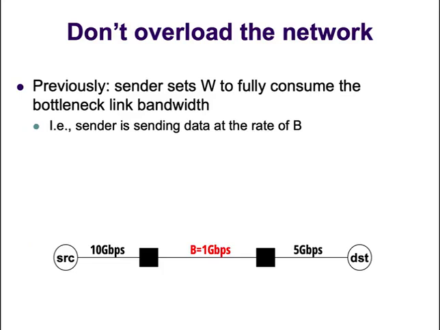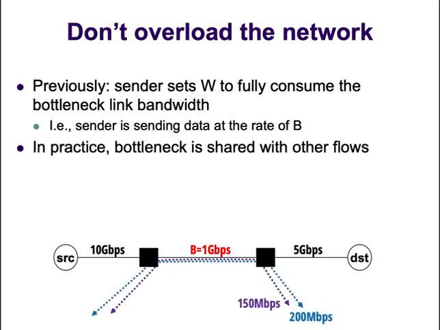Okay, so then the last one of these transport layer functions was to not overload the network. Okay, so previously we said the sender will set its window size to fully consume the bottleneck link capacity. So if I take this example that I have here, from going from the source to the destination, your bottleneck capacity is 1 gigabit per second. When we were saying I'm going to set your window size to be the bottleneck, so 1 gigabit per second times the round trip time, that was assuming that this source is going to wholly consume that bottleneck link, that it's filling it. In reality, that's unlikely to be the case, right?